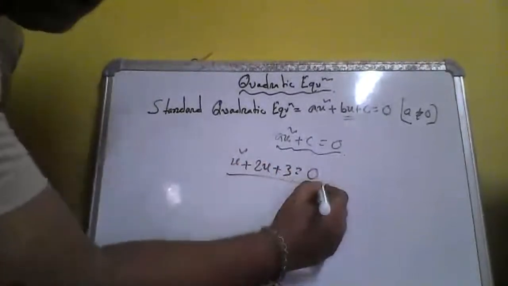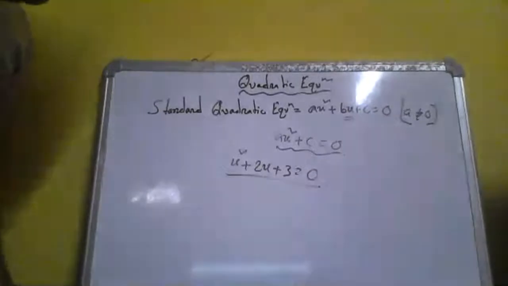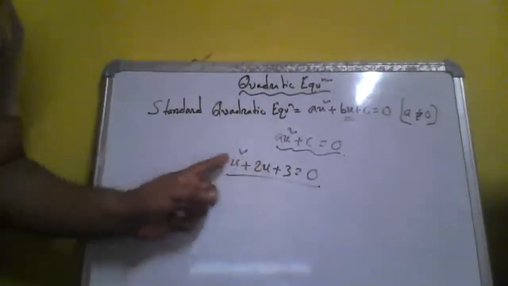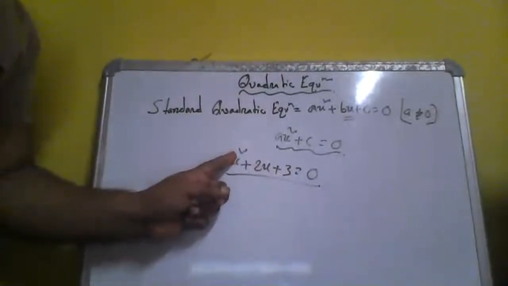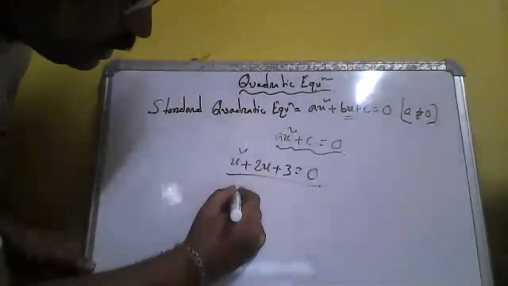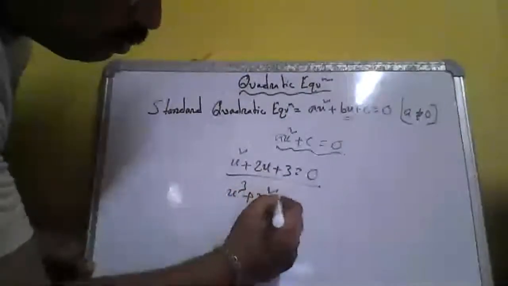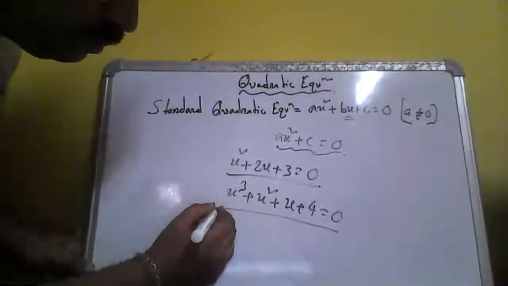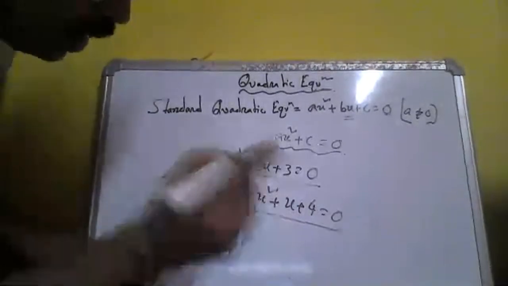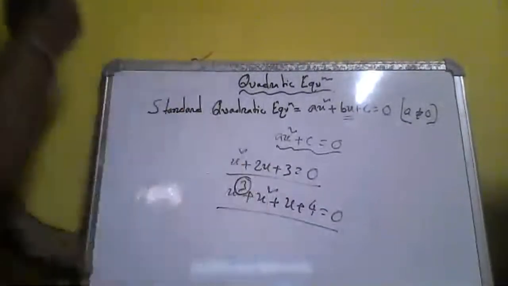Like one equation, suppose x square plus twice x plus 3 equal to 0. You can say that this one is a quadratic equation, because the highest degree of the equation is what? 2. Understood? Now, if the equation is like x cube plus x square plus x plus 4, then this one is not a quadratic equation because the highest degree of the equation is here 3.